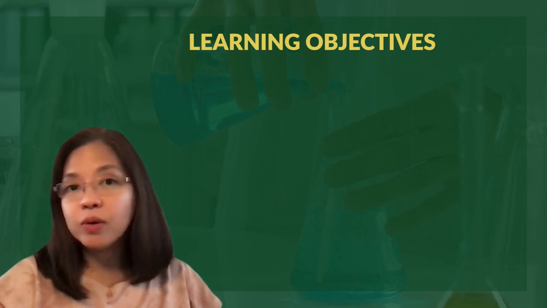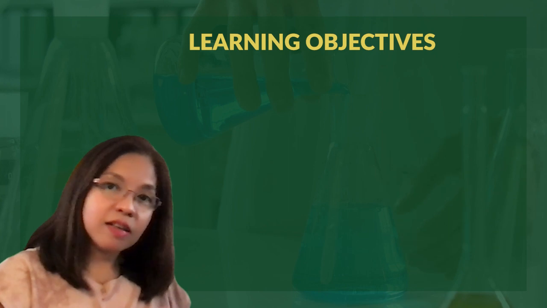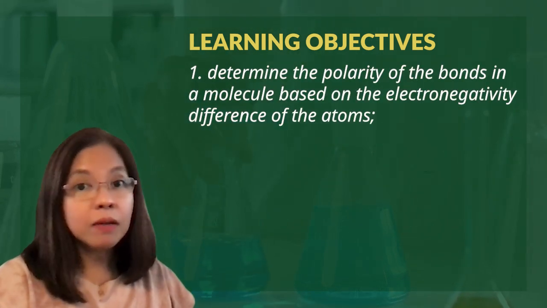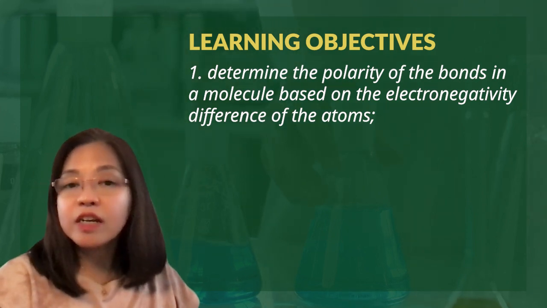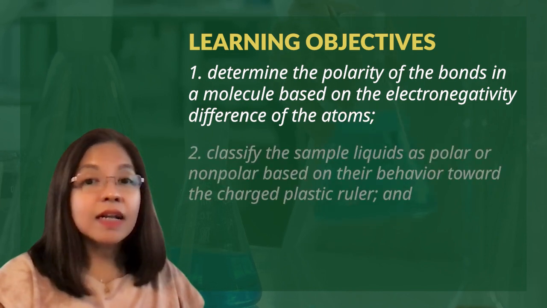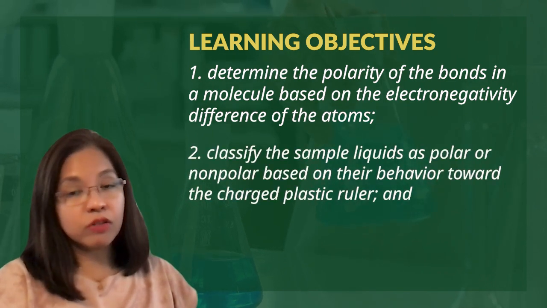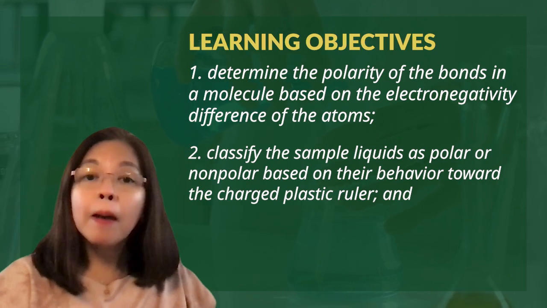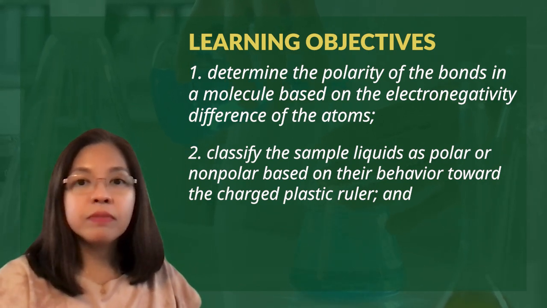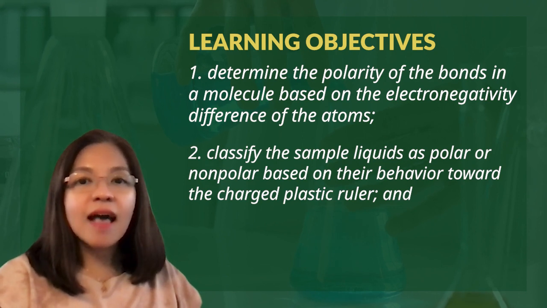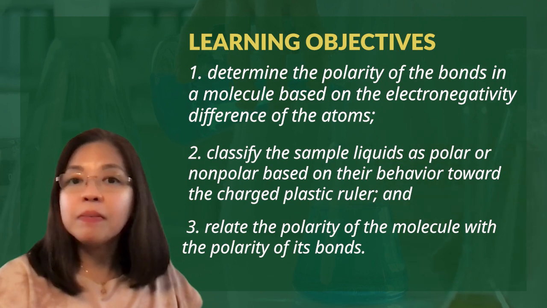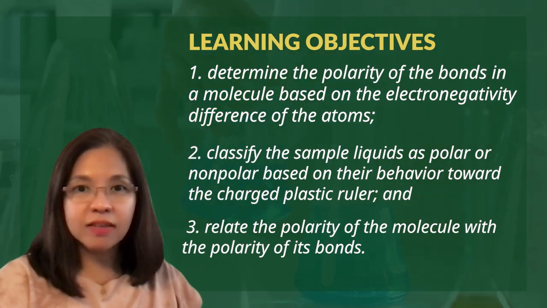At the end of this video, you must be able to do three things. First, determine the polarity of the bonds in a molecule based on the electronegativity difference of the atoms. Second, classify the sample liquids as polar or nonpolar based on their behavior toward the charged plastic ruler. And lastly, relate the polarity of the molecule with the polarity of its bonds.